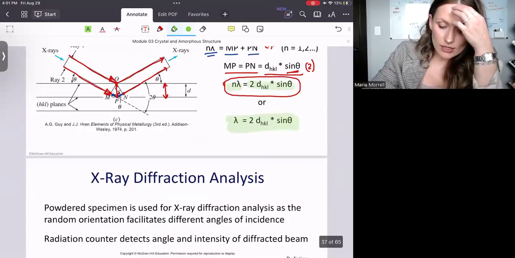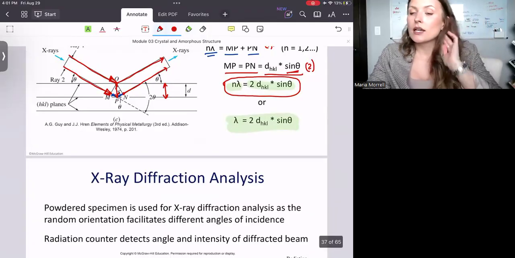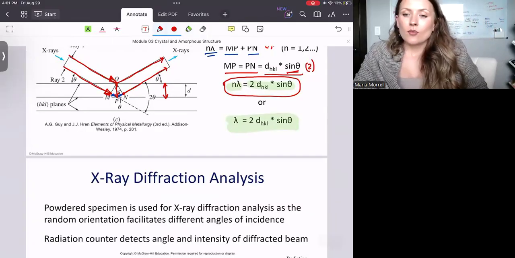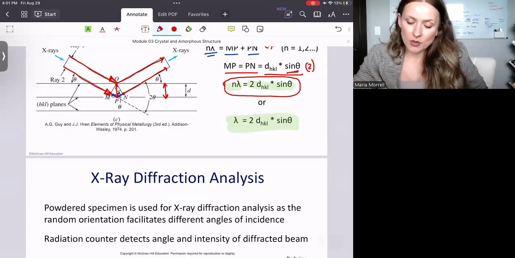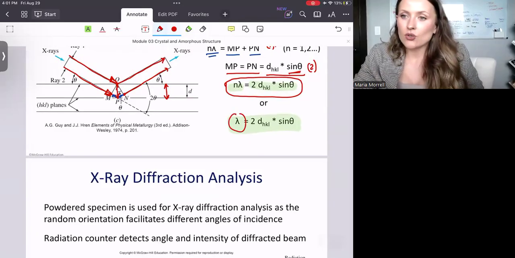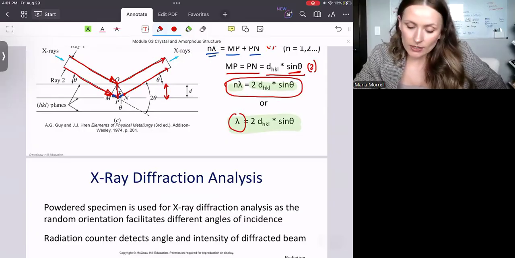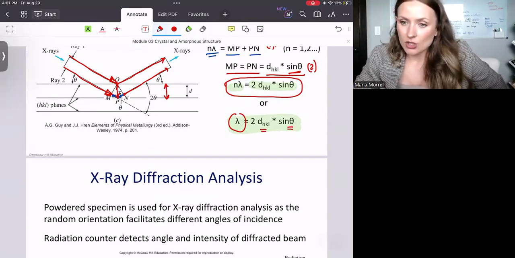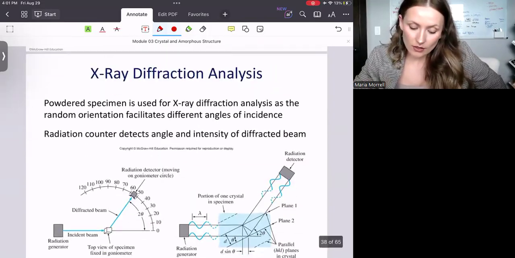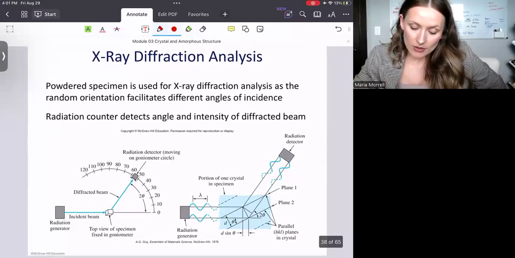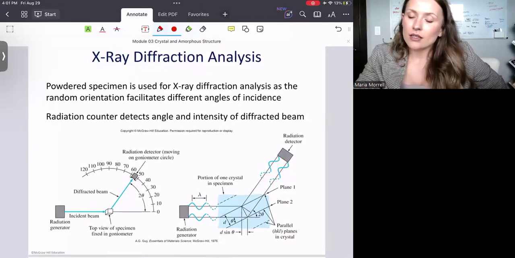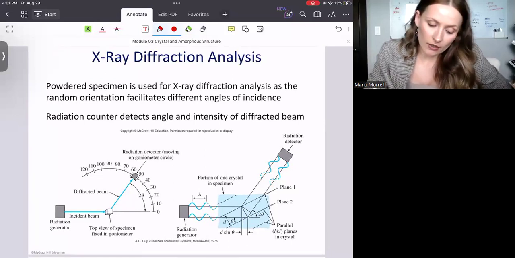When we run this experiment, this is something that you already know, because this is basically the wavelength that you are using during your experiment. And then these two can be measured, specifically the sine of theta. And this is exactly what happens. I will show you how exactly we're measuring that angle theta. We usually measure the double of that angle.